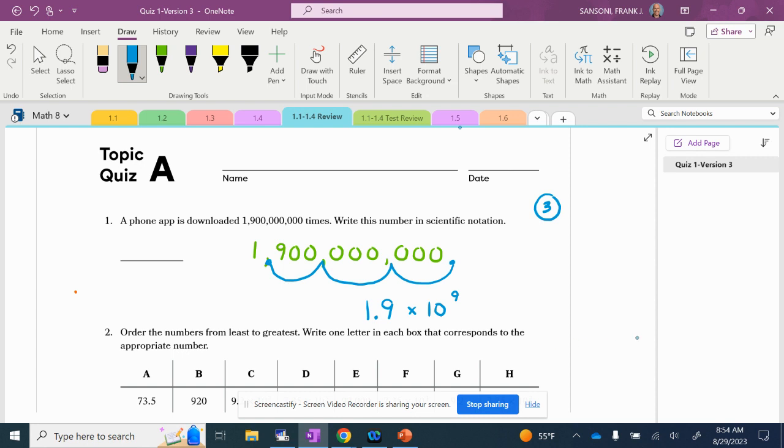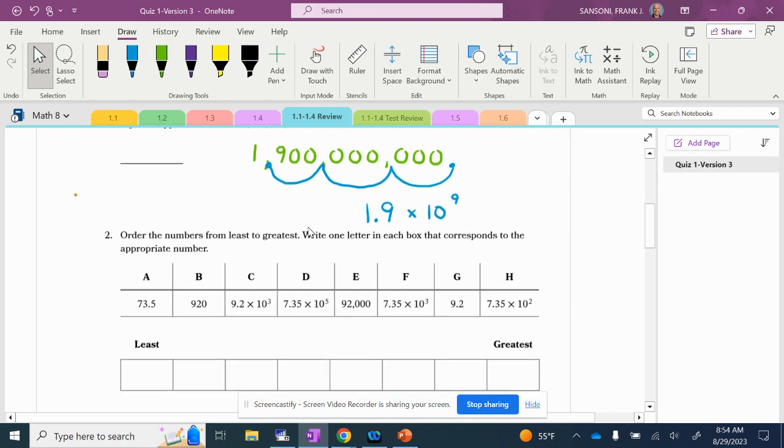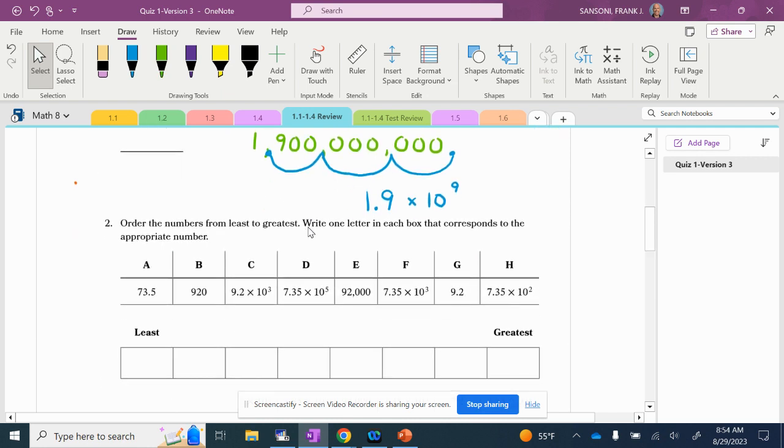2 is fairly lengthy. You're in your second box. It gives you A, B, C, D, E, F, G, and H. It gives you 8 different numbers. It says you need to order the numbers from least to greatest. And then once we put the numbers in order from least to greatest, we're going to put the appropriate letters in order from least to greatest. So I have 8 numbers.